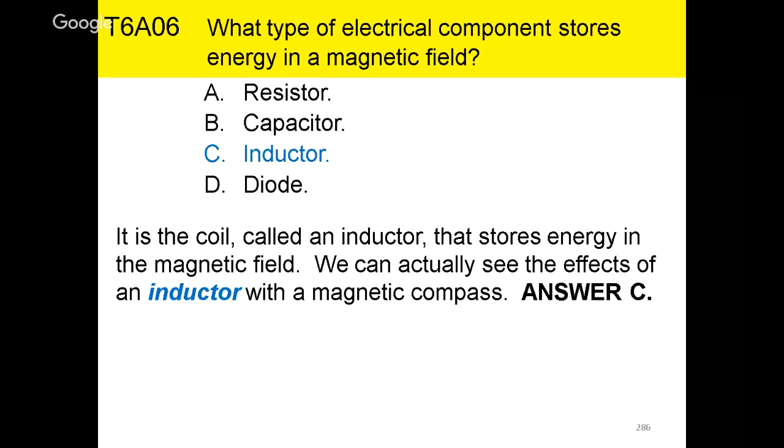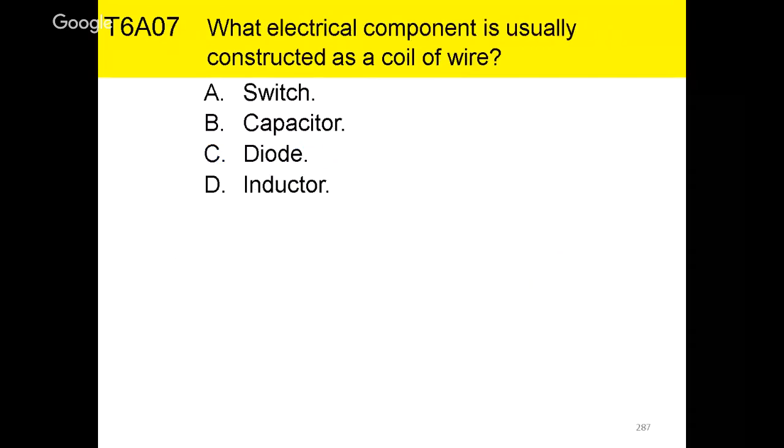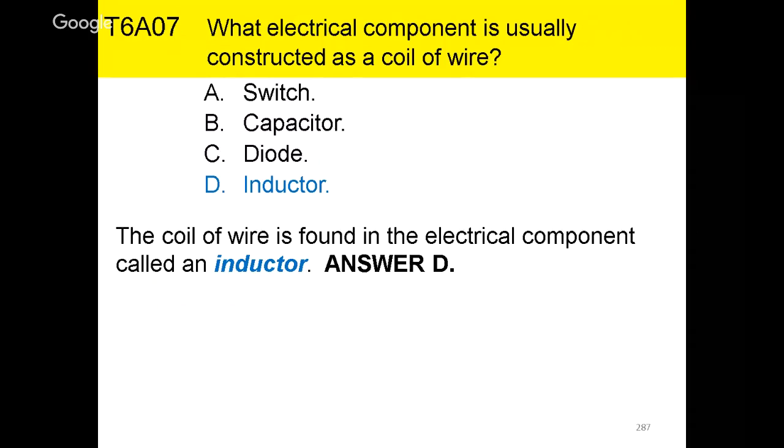And we're looking at T6A06. I think it might even have a picture. Let's see. There it is. If you look at the picture, I think it's actually in the next one, T6A07, is the inductor. You can see that little coil there in the picture under T6A07. That's kind of what an inductor might look like in the open anyway. So it's a coil of wire, and answer is D for this one.